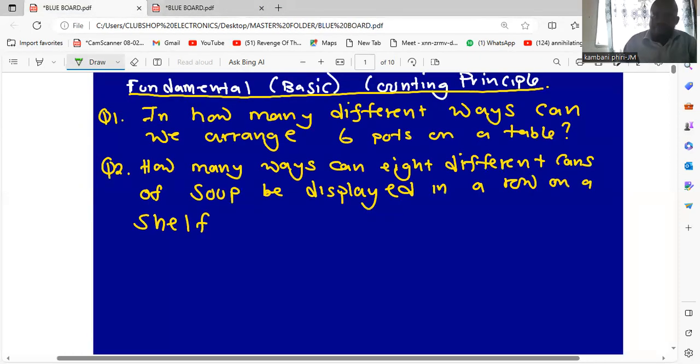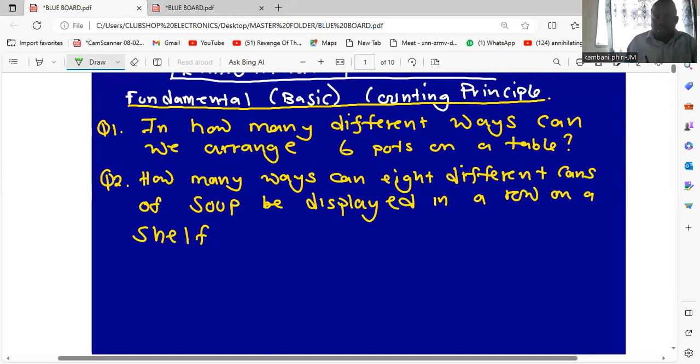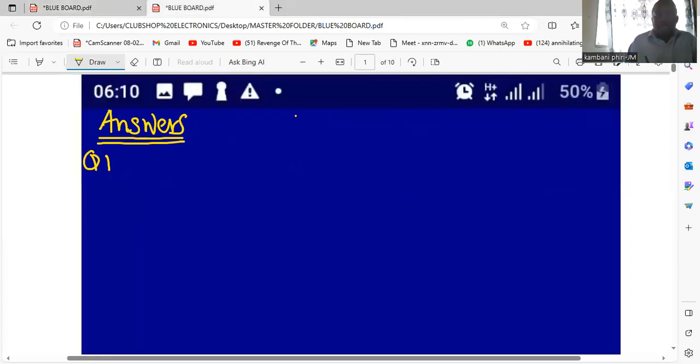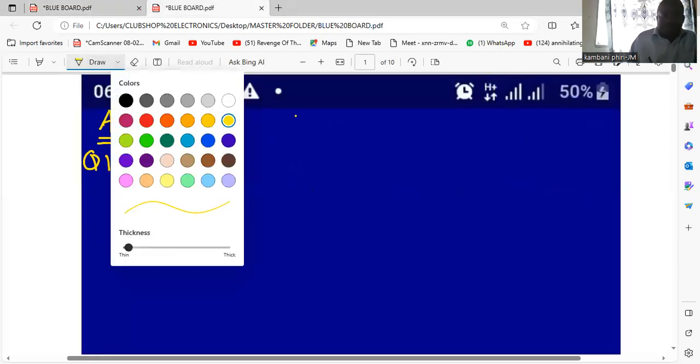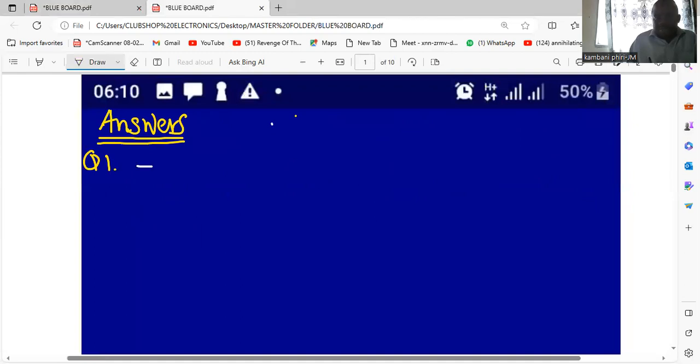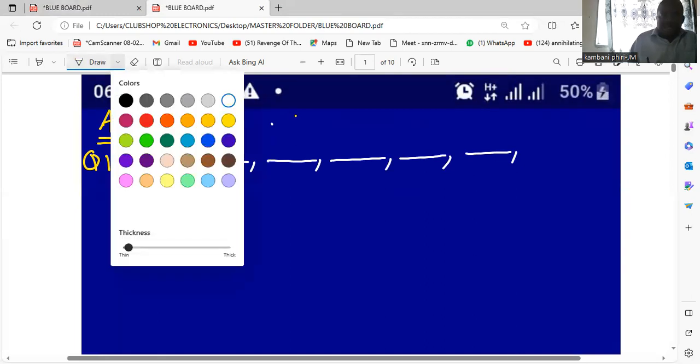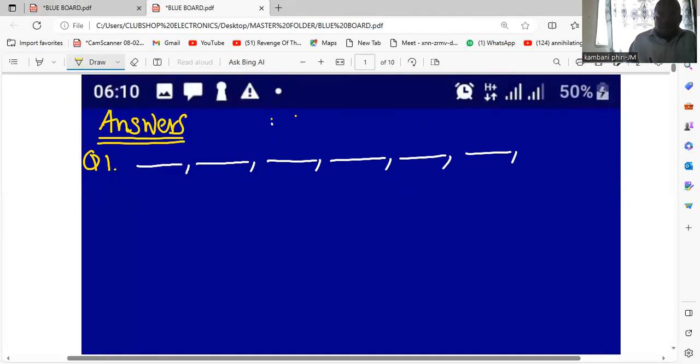So we are saying, in how many different ways can we arrange 6 different pots on a table? Because we are talking about arranging, this is a permutation. So we have got 6 different pots. We can put here 1, put there 2, put here 3, here 4, here 5, and here 6. Meaning that here, all the 6 pots stand a chance of being placed there, right?